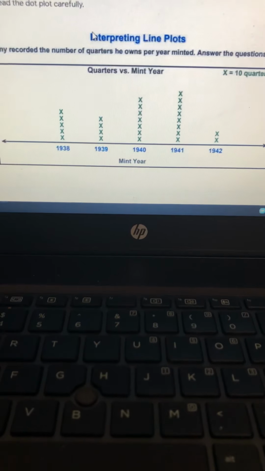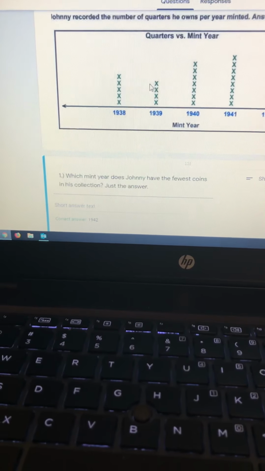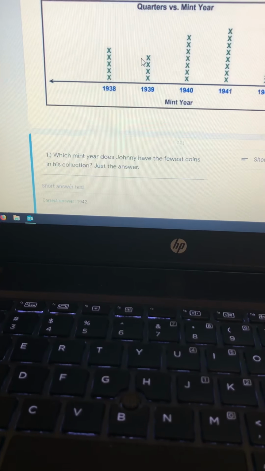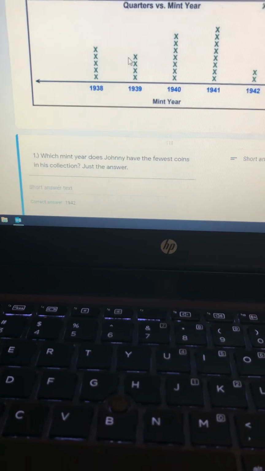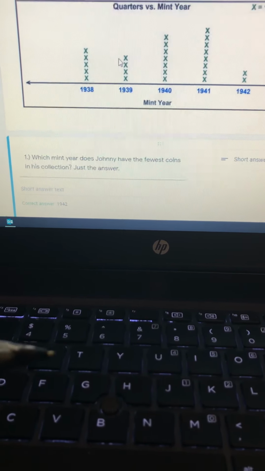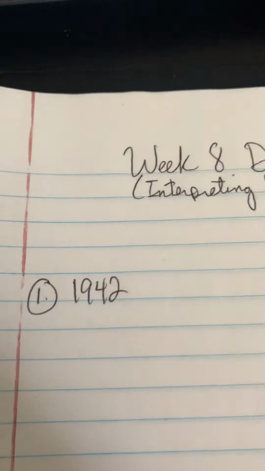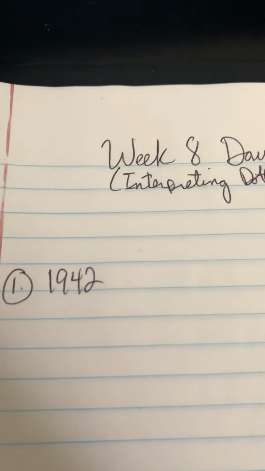All right, so let's dive right into this thing, man. Let's see what question number 1 says. It says, which mint year does Johnny have the fewest coins in his collection? Just the answer. So the fewest coins are the least amount, and it looks like 1942. So when you write this out or type it in your computer, I just want you to type in 1942. Okay? 1942. And that's it. Boom.